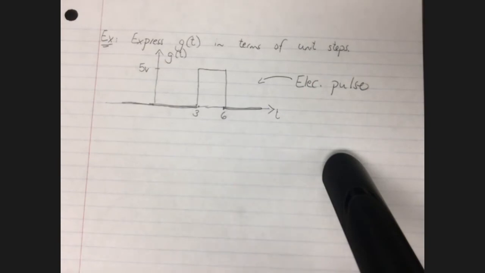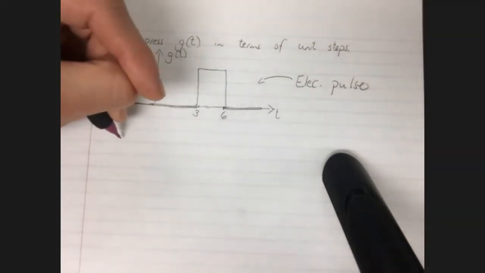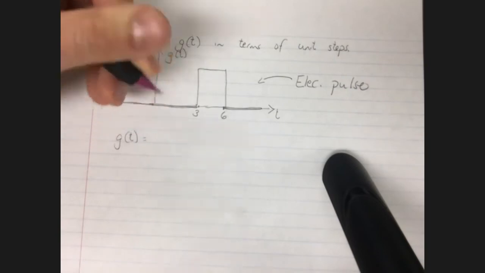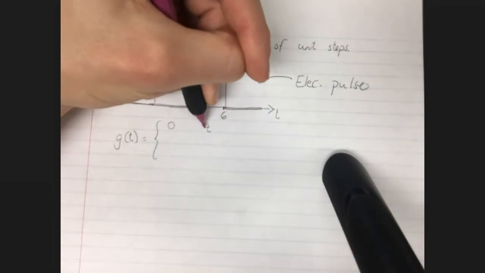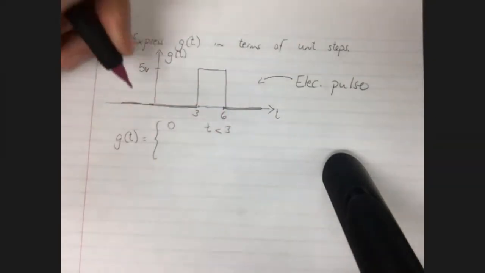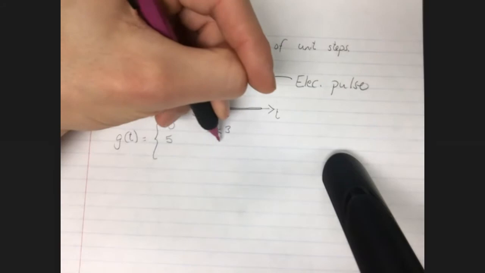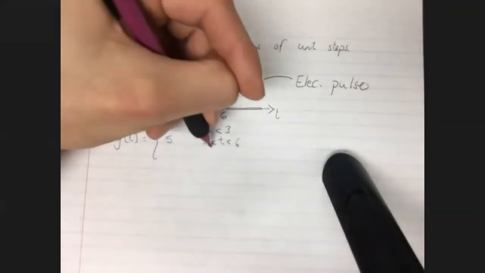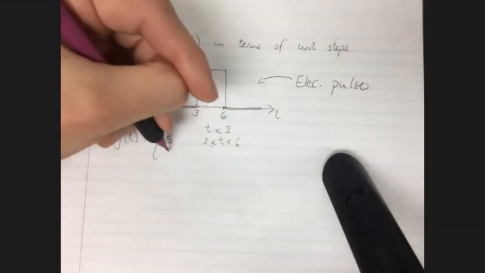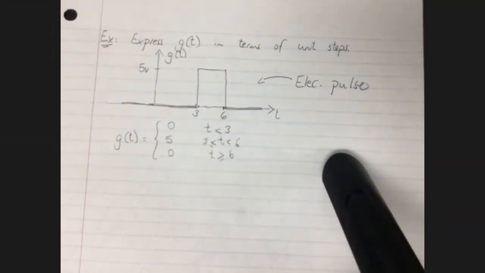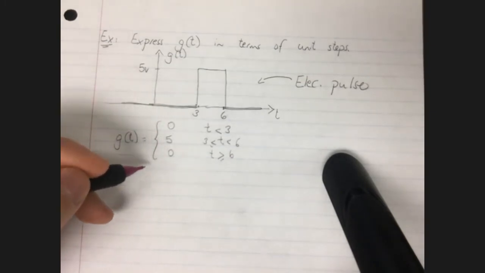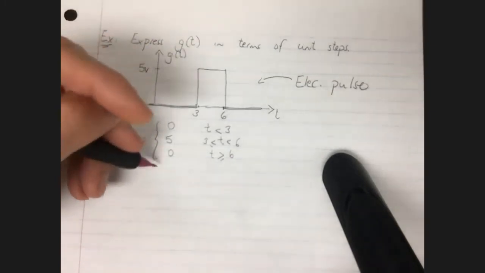I think some of you could say, well, we could express this as g of t as a piecewise thing. It's going to be 0 for time less than 3, it's going to be 5 for time between 3 and 6, and then again 0 for time greater than 6. And sure, that's fine, but it's a pretty inelegant and awkward way to do it if you're describing every single interval.